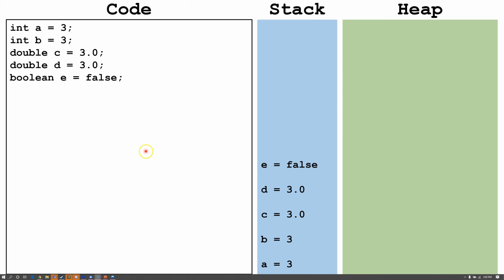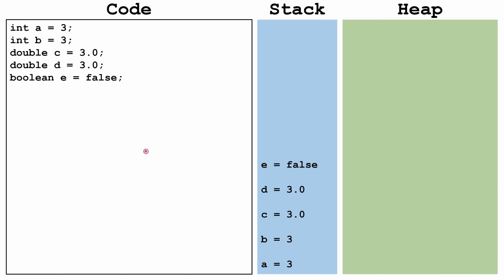Now let's take a look at some Boolean expressions. We'll start out with a double equals b. This will evaluate to true because the value of a on the stack is the same as the value of b on the stack. Next, we'll look at this Boolean expression, a is not equal to b, which is false because a is in fact equal to b. Next, let's take a look at this expression, c is equal to 3.0, so the value of c on the stack is 3.0, so this is true.